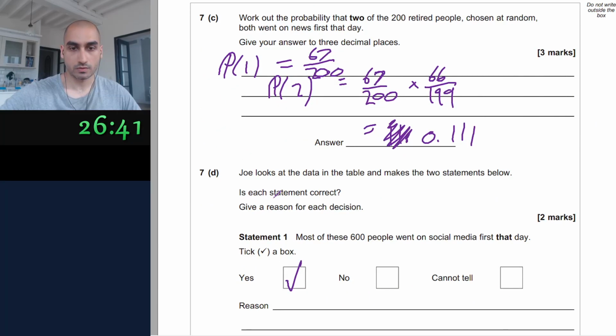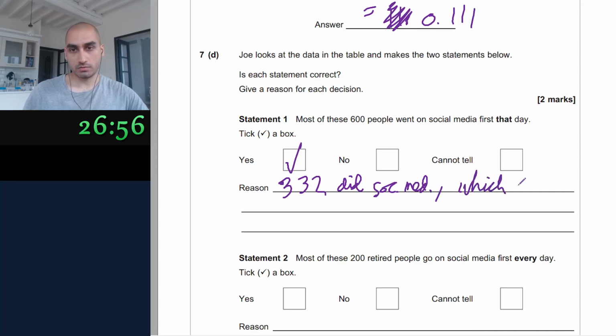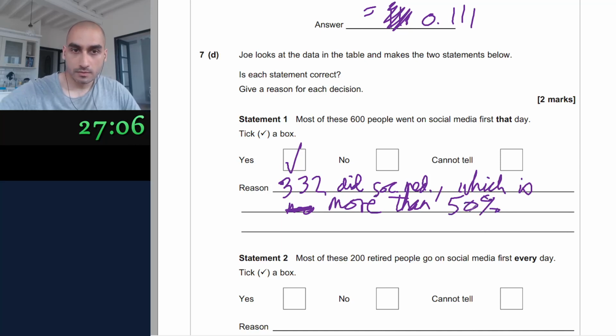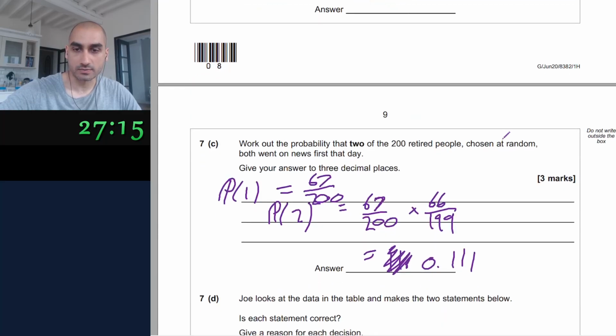332 did social media, which is more than 50%, first that day. Yes, that day. That's what the data shows.